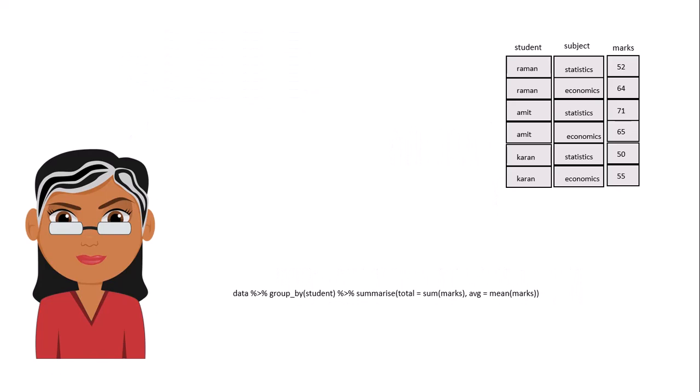Now I discuss the syntax. You type the group by function. Group by is available in dplyr, and in parentheses you put the column name which you want to group. She wants to group the student column, that's why I am writing student. When you run this, it makes groups: Raman's group, Amit's group and Karan's group.